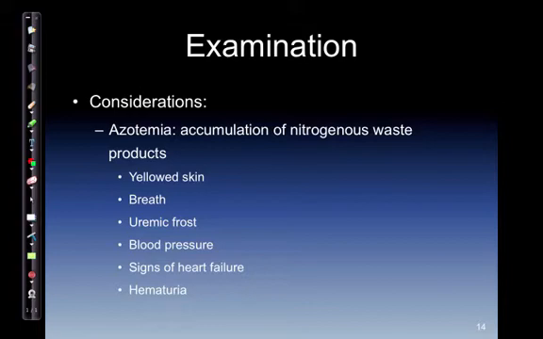Blood pressure: without diuresis, blood volume begins to increase, which stretches the cardiovascular system. Signs of heart failure: pulmonary edema, jugular venous distension, hepatojugular reflex, abdominal distension with tenderness, peripheral edema, and hematuria, due in part to hematological disorders secondary to kidney failure. So all of these on examination may be found. The more of these symptoms that you actually have, the easier it is to say that this person is probably in acute renal failure.